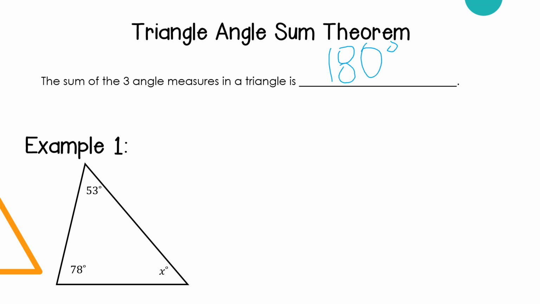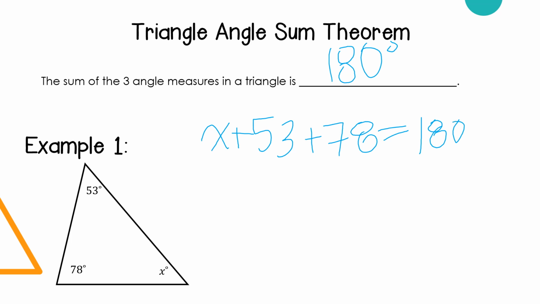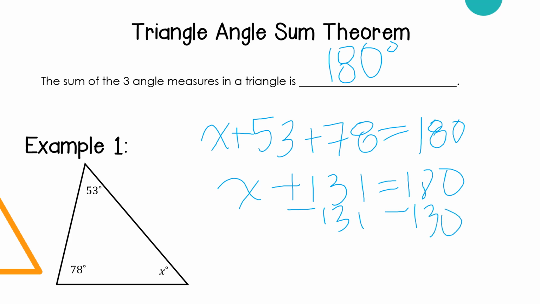So in example 1, if you add the three angles x, 53, and 78 together, that should equal 180. To solve that, I'm going to add 53 and 78 together, which is 131. So x plus 131 equals 180. Then I'm going to subtract 131 from both sides, and 180 minus 131 is 49. So x is 49. That means the missing angle in example 1 would be 49 degrees.